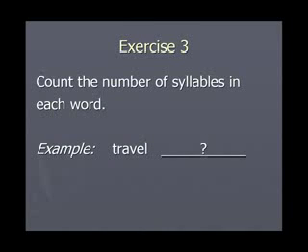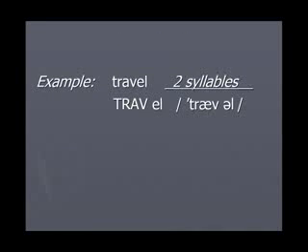Exercise 3. Count the number of syllables in each word. Here's an example. Look at the word and say it out loud. The word is travel. How many syllables? Two. Travel. There are two vowel sounds in this word. Travel, two vowel sounds, two syllables.